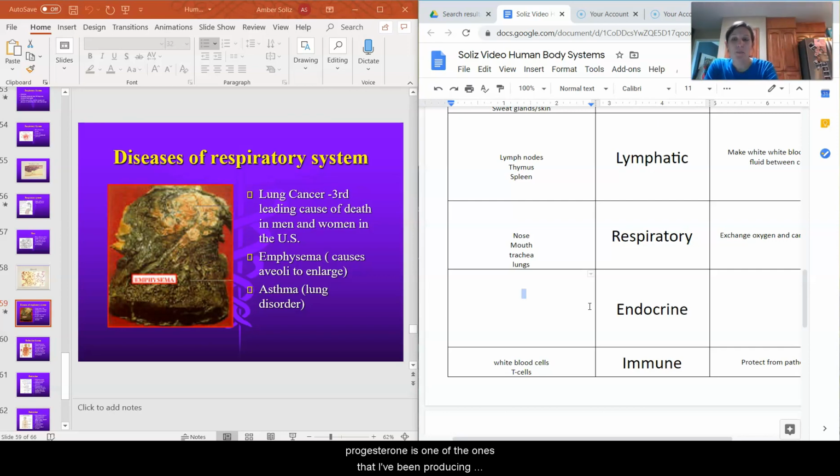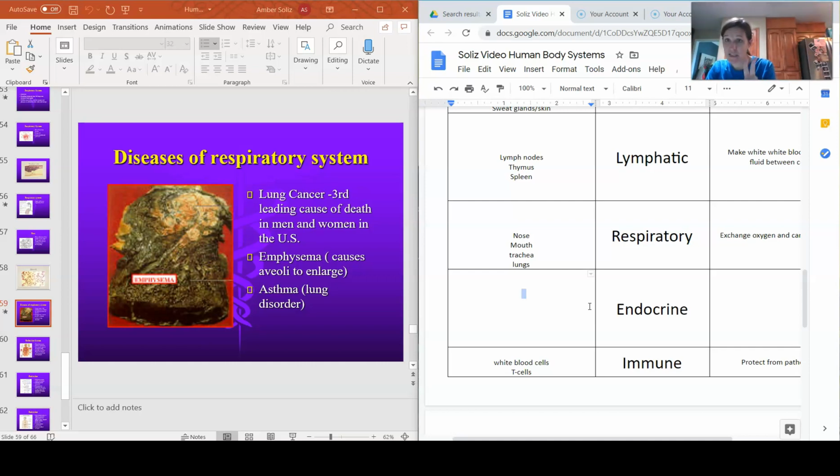You have progesterone, which is one of the ones that I've been producing a lot, and that's for pregnancy. So that just lets the rest of my body know. It pumps through my blood and says, we are pregnant, so we need to store extra food. We need to breathe more. We need to make sure that we're storing extra energy. I mean, it just kind of tells the rest of my body what's going on. It prepares my body for this pregnancy. So there's lots of different hormones, but the key here for endocrine is end of life, okay?